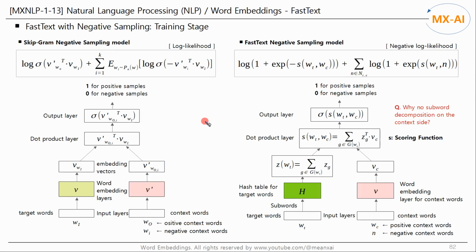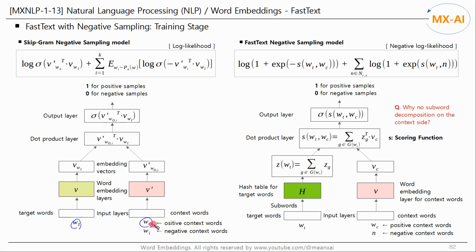Let's begin by reviewing how FastText learns. FastText is built on top of the skipgram model. In a previous video, we looked at the following skipgram negative sampling model. Let's briefly review how this model works.